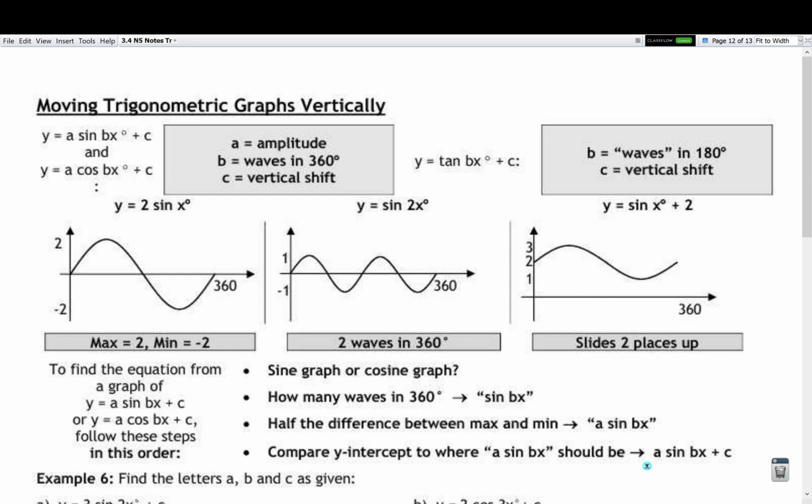If there's a number inside the bracket, it moves the graph left or right. Well, this is similar. If there's a number at the end, it basically is going to move the graph up or down. So we'll read through these notes at the start.